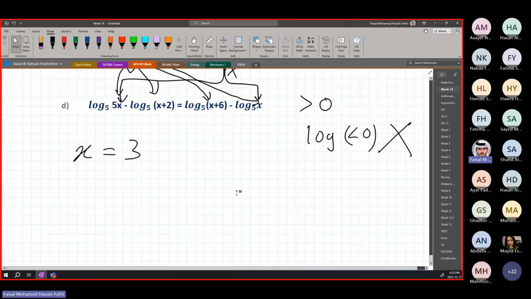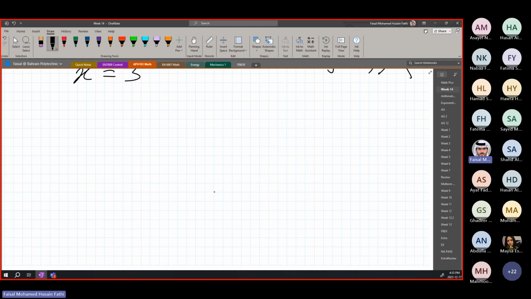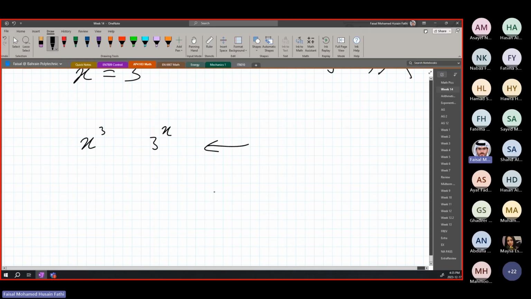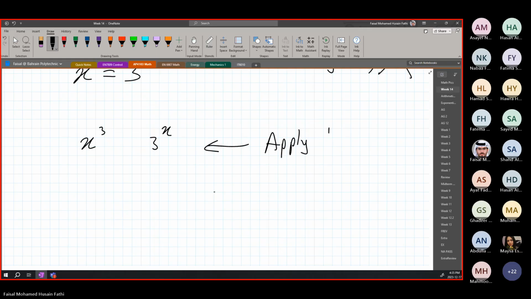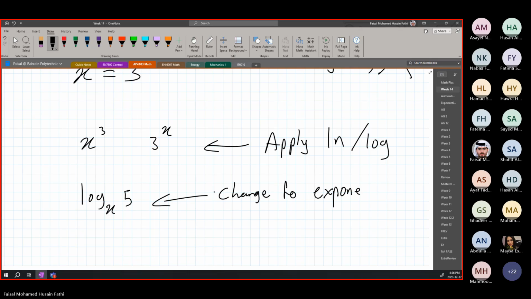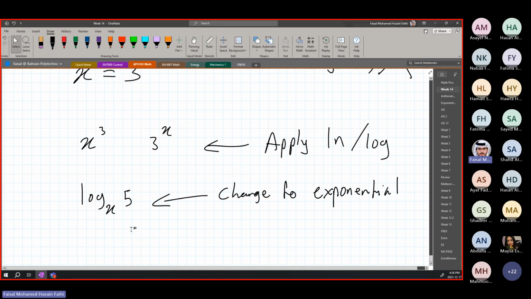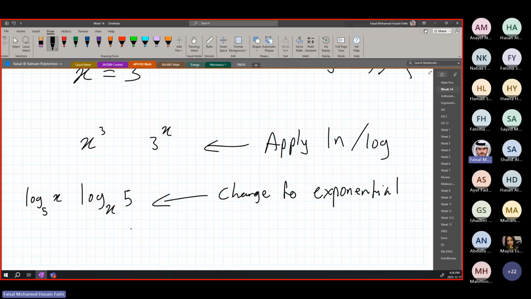I will just say this one last time. To solve a logarithmic equation, if we see x power 3 or 3 power x, just know instantly you have to apply ln or log. If you have log of base x of a number like 5, just know here you have to change to exponential. Okay? These are the two most important things you need to know. Same thing if we have log 5x. Change to exponential.